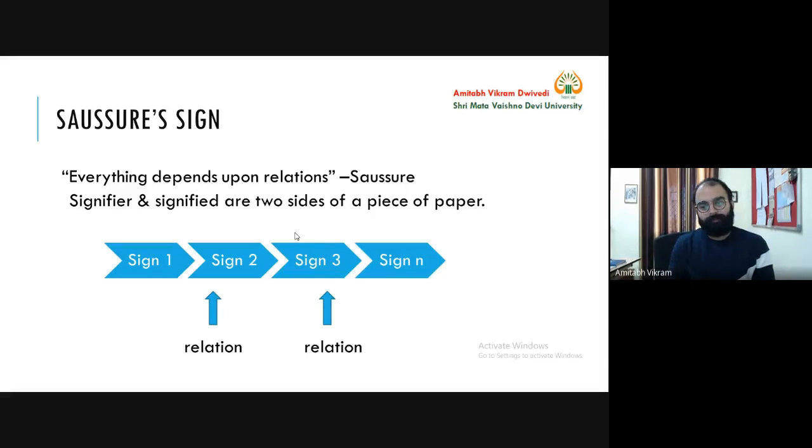For example, when I say the cat is on the mat, and when I say a cat is on the mat, you understand the difference between the cat and a cat. The cat means I am talking about one specific, definite cat. And when I say a cat, I am talking about any cat. Here, the is interacting with cat, a is also interacting with cat. So one sign interacts with another sign. And that's why the entire construction, the cat is on the mat, becomes meaningful. And that is the meaning of what Saussure says, that everything depends upon relations.